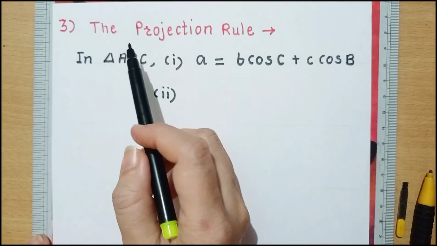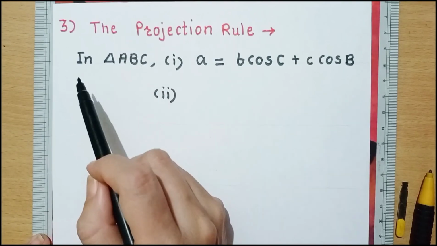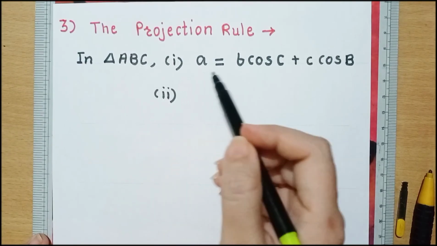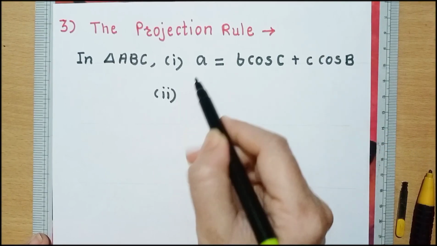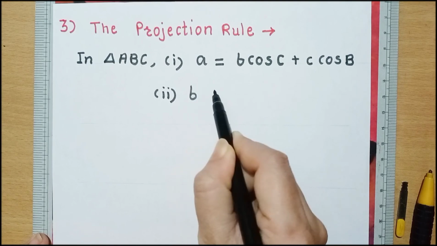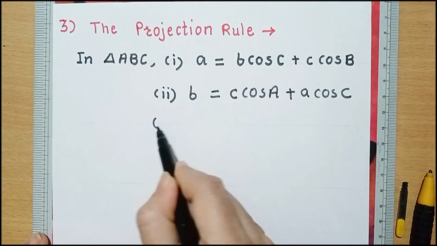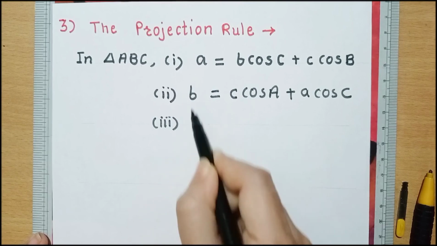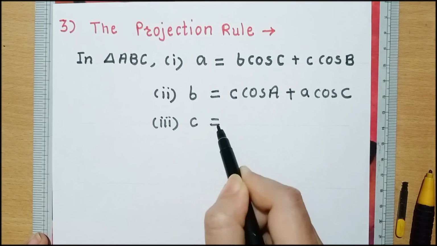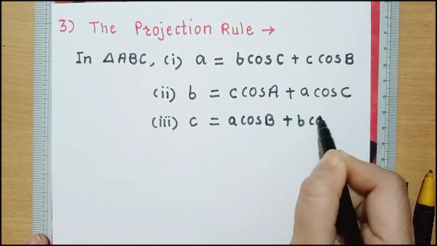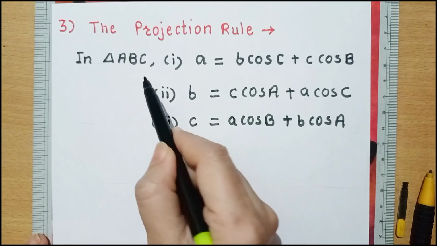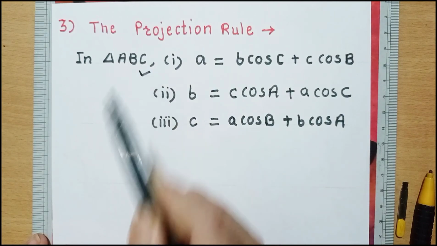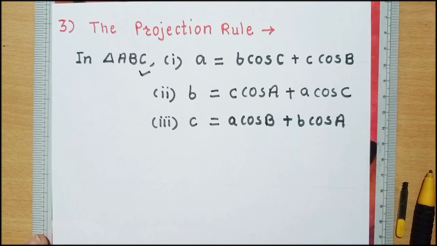Now our third rule is the projection rule. In triangle ABC, first one, A is equal to B cos C plus C cos B. Second one, now next side is B, B is equal to, and then third one, now next side is C. So C is equal to small b cos of A. We will prove these three rules. So first we have to prove the first statement, then similarly the second and third statements will be true.